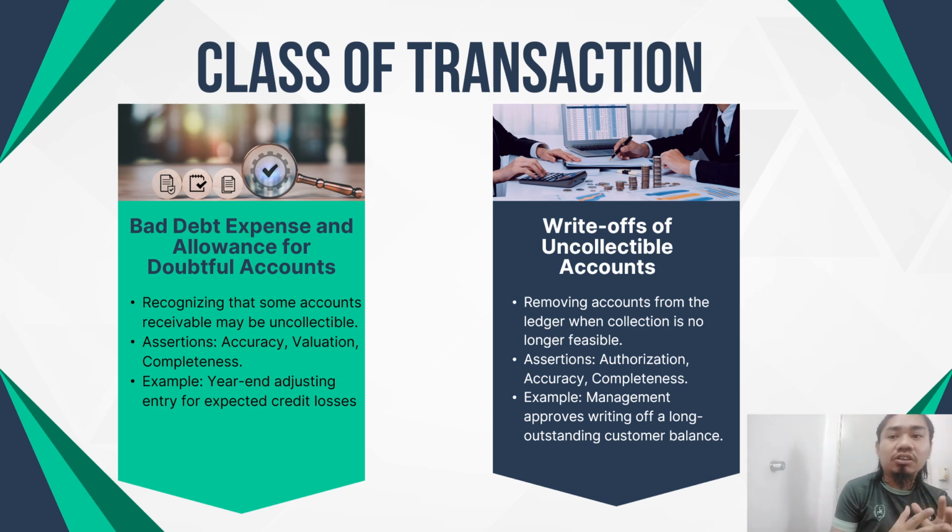Okay, next we go to the last part, which is write-off of uncollectible accounts. Once an account is deemed uncollectible, it needs to be removed from the books. This class ensures that the write-offs are authorized and accurate. The key assertions related to this process are authorization: was the write-off properly approved? Accuracy: was the correct amount removed? And completeness: have all the appropriate accounts been written off? Okay, we can see in the example a long outstanding receivable has been written off.